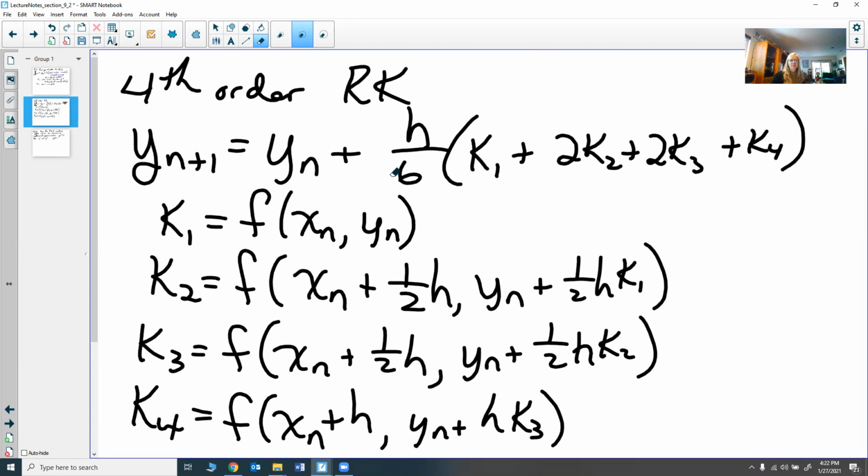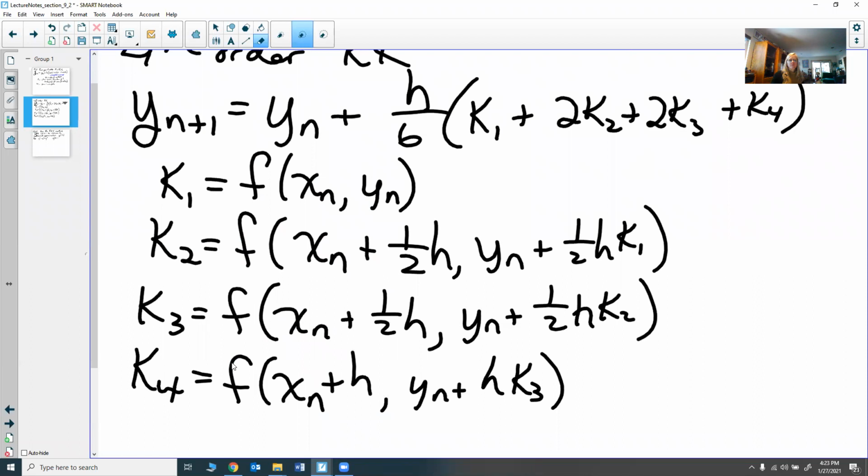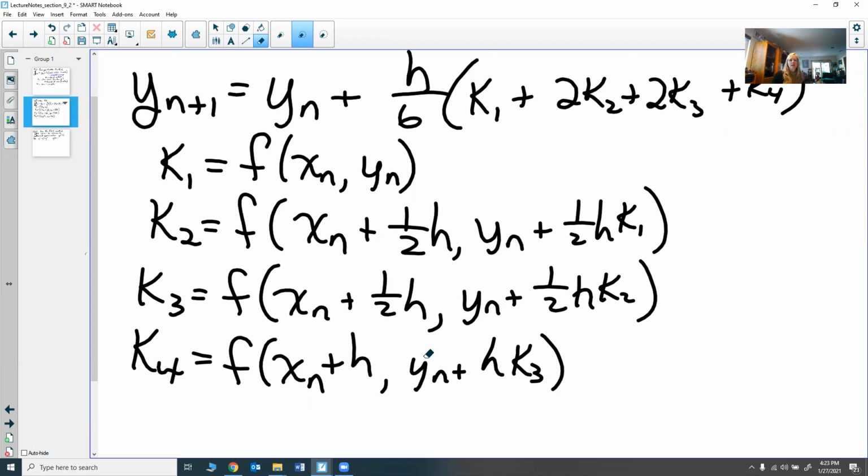K1 is your function evaluated at your first x, first y. Your K2 is your function evaluated at xn plus half of an h, so you're gonna move over just a little bit, and yn plus half of h times that K1. Your K3 will be your function evaluated at xn plus again that half h, and your next y would be yn plus 1/2 h K2, so it's using the K2. And K4 is f of xn plus h, so you move up the whole h, and yn plus h times K3.